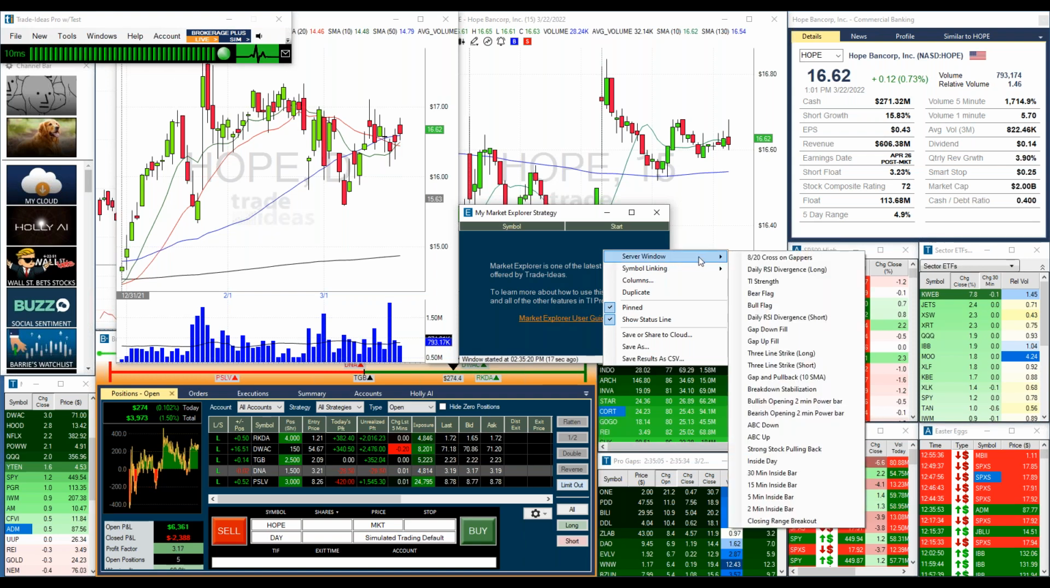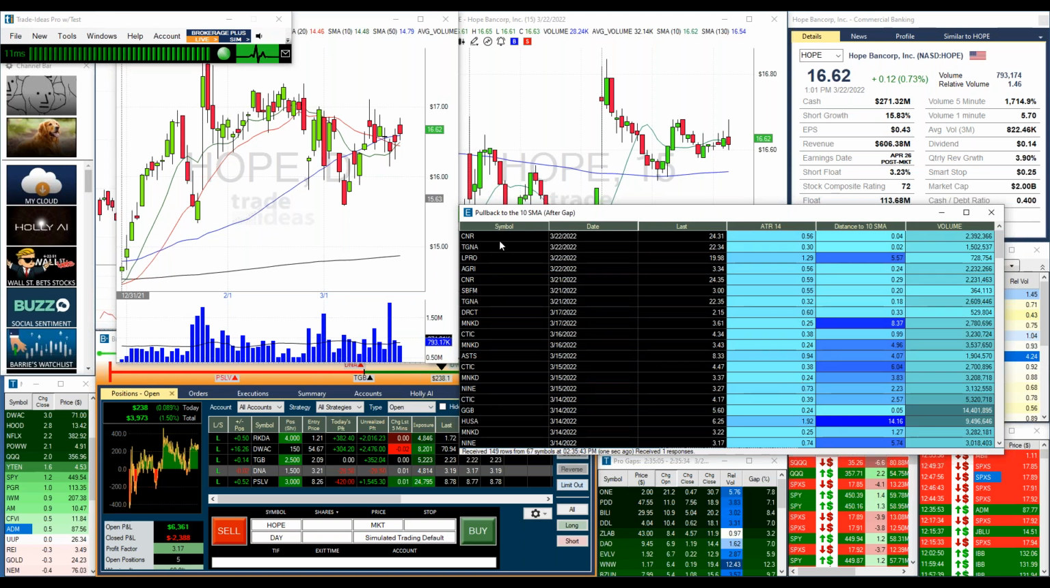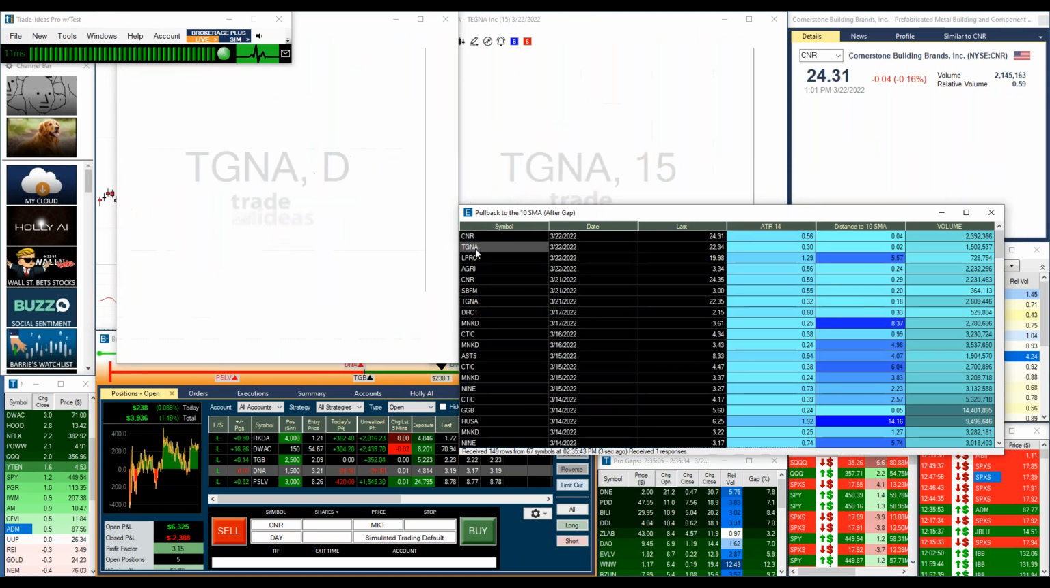Server window. So we did bull strength, we did bull flag. Let's do the other one that I like that I had him build for me. Gap and pull back to the 10 SMA. Let's see if there's anything interesting in this one.